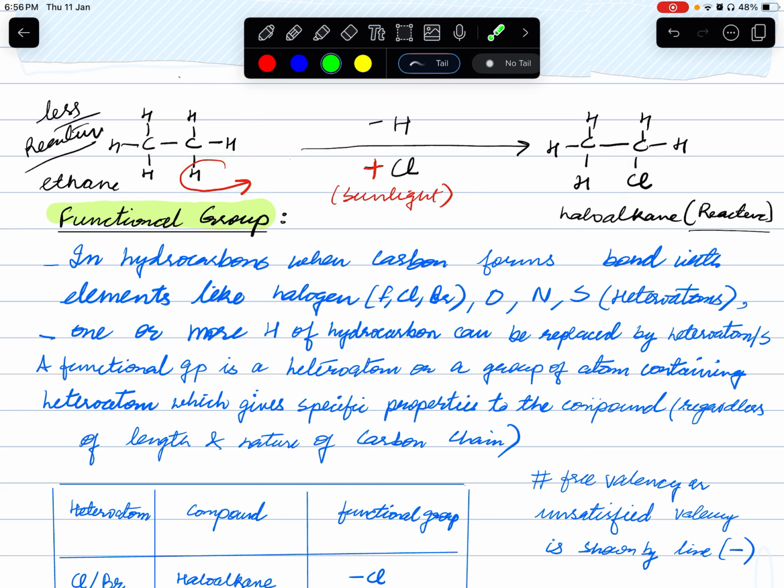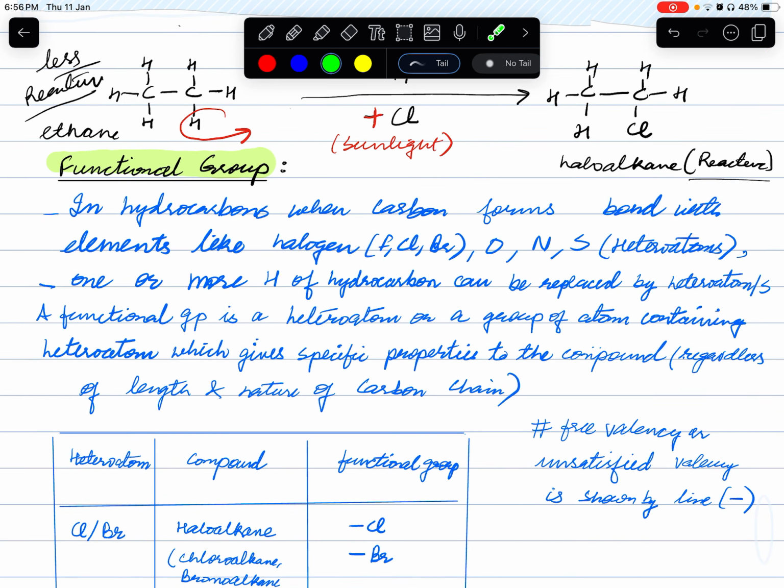Okay, so in this case, this atom which has replaced or substituted hydrogen and has formed a new class of compound called haloalkane, this halogen is acting as a functional group. So let us have an idea about functional group. In hydrocarbon, when carbon forms bonds with elements like halogens, like fluorine, chlorine, bromine, like in our case it is forming with chlorine, oxygen, nitrogen, sulfur, all these atoms are called heteroatoms. We can underline this. These are called heteroatoms.